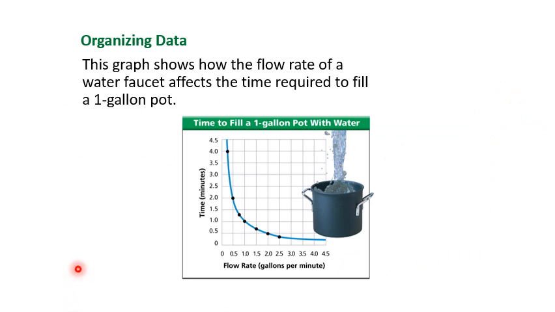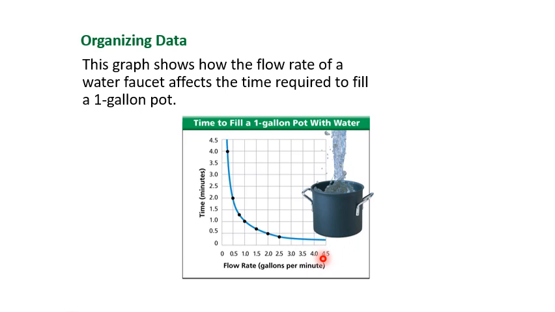On the flip side, we could also say, okay, it says the flow rate of a water faucet affects the time required to fill a 1-gallon pot. So this is a completely different type of line. So flow rate, that means basically when we turn on the faucet, how much do we turn it on? A little or a lot? So this is the little side, just barely a trickle coming out. And then this over here is a full gush, okay?